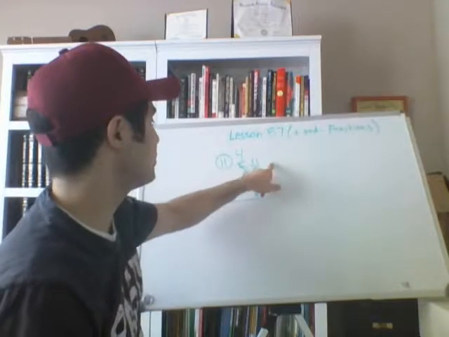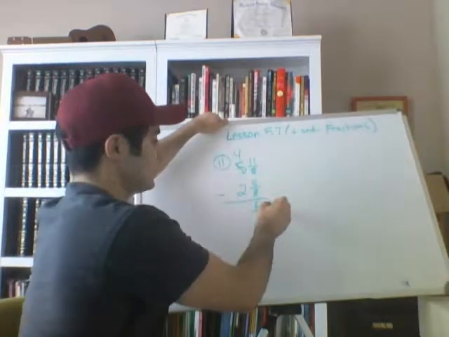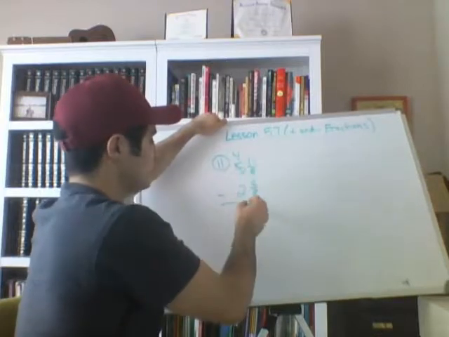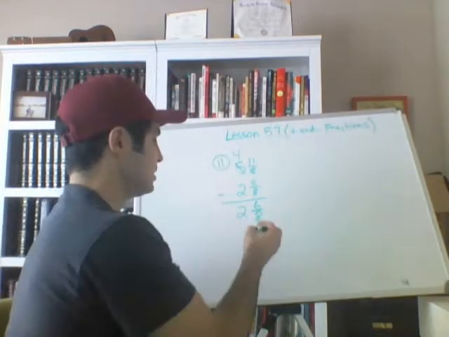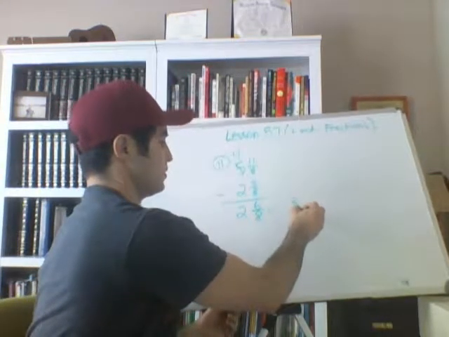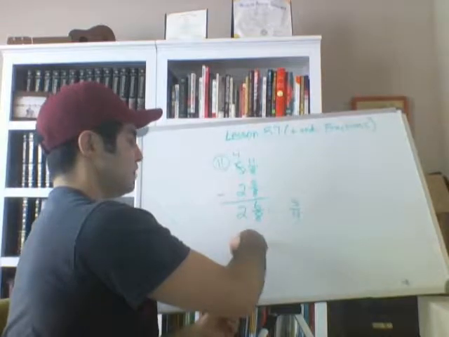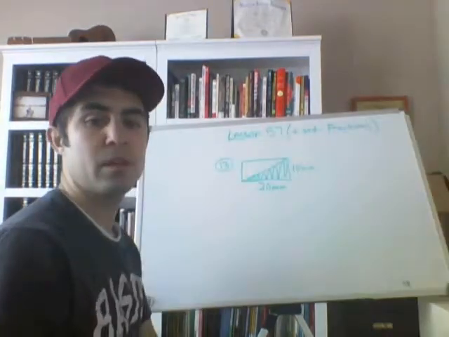Now you can subtract 5 from 11. So 11 minus 5 is going to be 6/8. 4 minus 2 is going to be 2, so 2 6/8. And 6/8 reduces to 3/4. And don't forget your whole number 2. So the answer is 2 and 3/4.